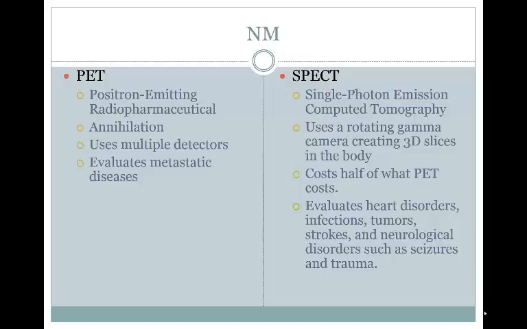SPECT, or single photon emission computed tomography, uses a collimator that's placed in front of the camera that contains multiple parallel channels. They allow the rays to pass and be detected. It costs less than PET. However, PET has high quality images. The techs receive more dose in PET. And both of these imaging modalities can be used in oncology, neurology, and cardiology.